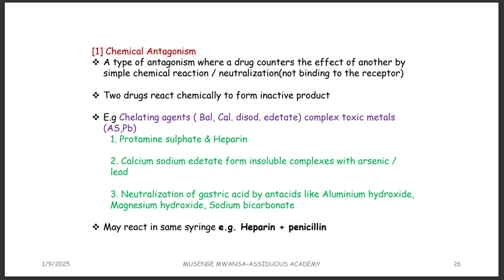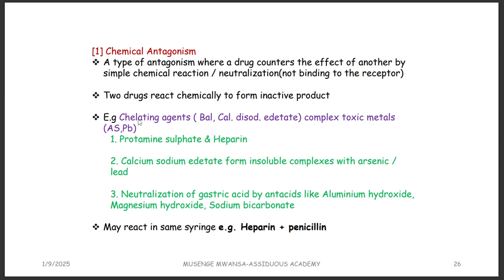For example, let's say what happens with protamine sulfate and heparin. Heparin is an anticoagulant, because it prevents coagulation and clotting. But when you give a lot of it, it will lead to bleeding. So to treat the overdose of heparin, or the overactivity of heparin, you can give protamine sulfate. The function of protamine sulfate is simply to neutralize heparin.